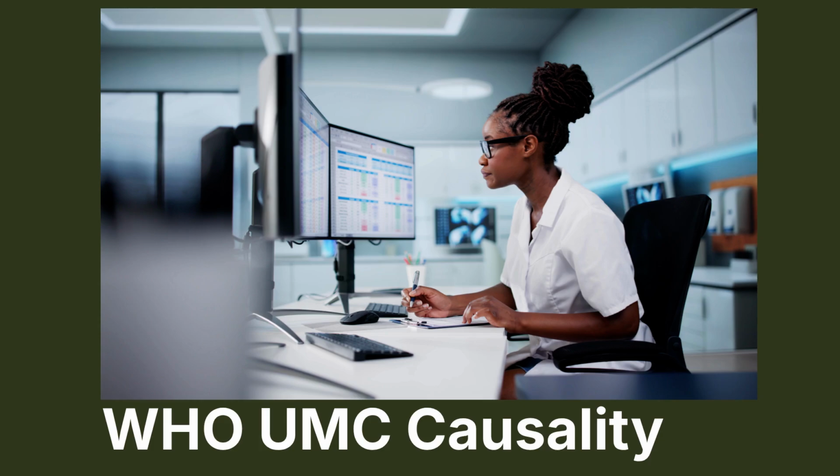The WHO UMC system uses 6 categories: certain, probable or likely, possible, unlikely, conditional or unclassified, and unassessable or unclassifiable. It weighs the time relationship, pharmacological plausibility, de-challenge, re-challenge, alternative explanations, and objective confirmation. Certain needs a plausible time relationship, a definitive response on withdrawal, and usually a satisfactory positive re-challenge.